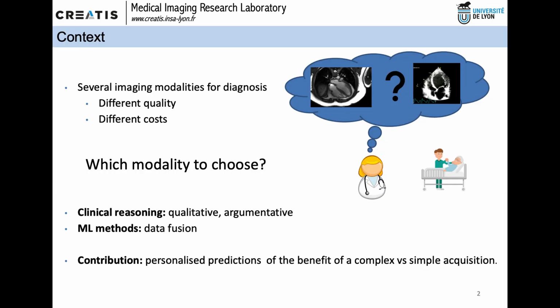I will start by presenting the clinical problem, which is multimodality in cardiac image assessment. There are several imaging modalities for diagnosis, but they have different quality and different cost. For instance, MRI has better image quality, but it's also less available than echocardiography. So the clinician has to ask which modality to choose, and usually his reasoning is qualitative and argumentative and is recapitulated in clinical guidelines. On the other hand, there are machine learning methods that will fuse all information.